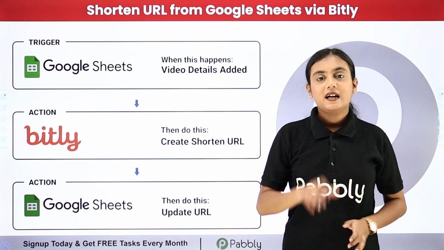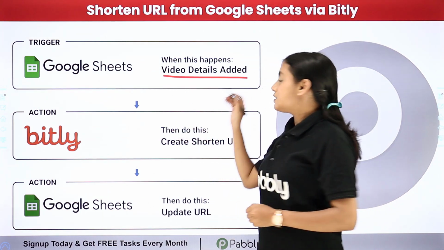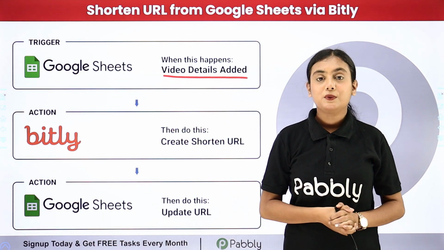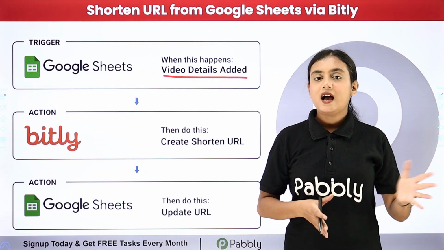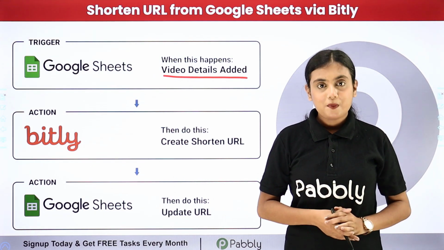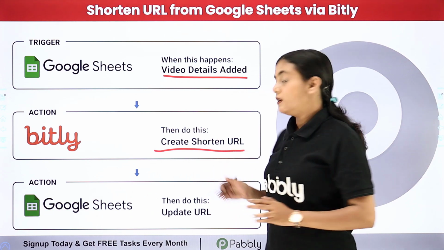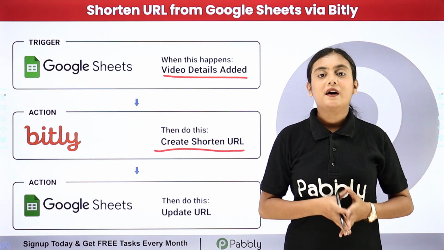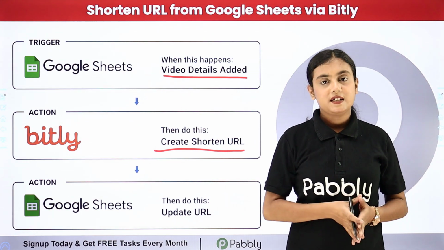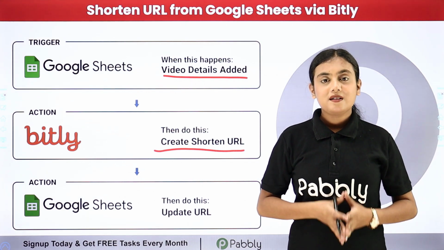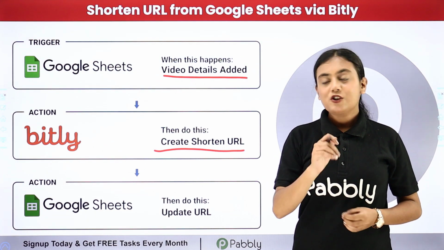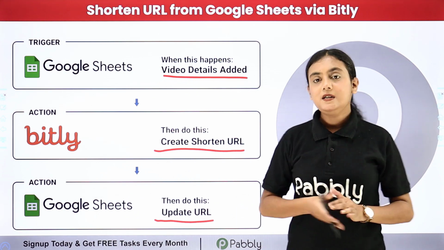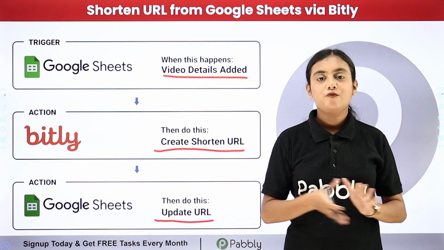So my objective is that whenever I add the details of a popular video in my Google Sheets with the video title and the URL, I want to automatically create a shortened URL with the help of Bitly of the URL that we have entered into our Google Sheets. And as soon as a shortened URL is created with the help of Bitly, automatically the shortened URL should be updated in place of the URL that we have provided.